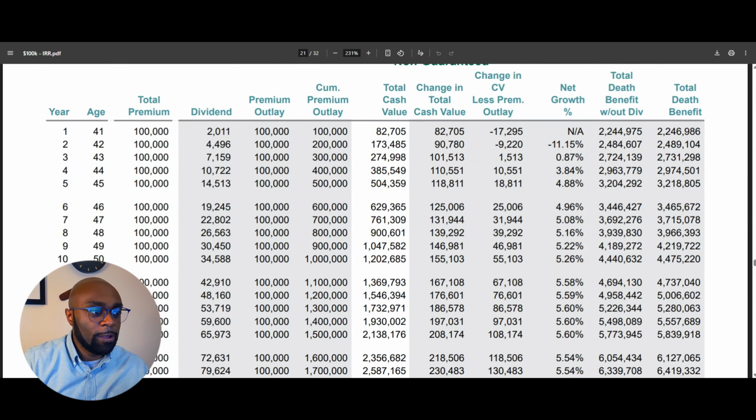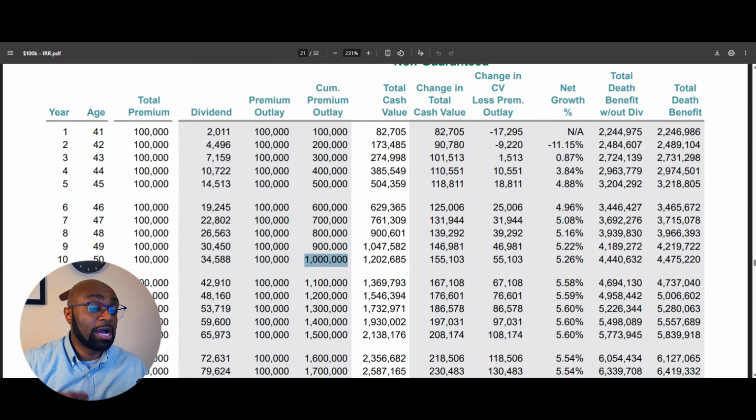So anyways, back to the illustration here. By that 10th year, as an example, $1 million has gone into the policy in terms of contributions over time. At that point, we're looking at $1.2 million of cash value. And so when you're looking at net growth percentage, the math is pretty simple, frankly. We're taking the $155,103, which is what they call the change in total cash value, and they're taking this number minus this number, so this year's cash value minus last year's cash value. That's where they get this 155. So we take this 155 minus $100,000 here, and that gets us $55,103.